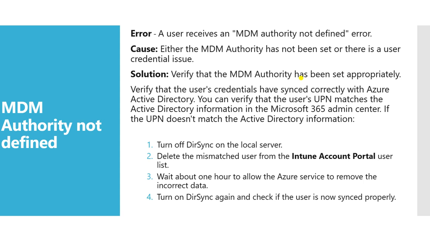So what you can do is turn off the directory sync on the local computer, then delete the mismatched user from the Intune account portal and the user list. After that, wait for an hour to allow the Azure services to remove the incorrect data. Within that hour, it will remove the incorrect data, and then you turn your directory sync back on. So that's how you can resolve your MDM authority not defined issue.